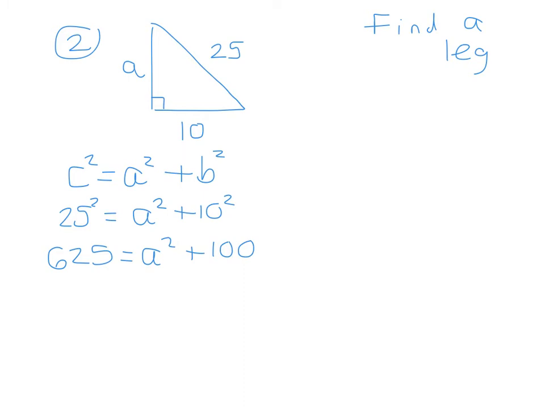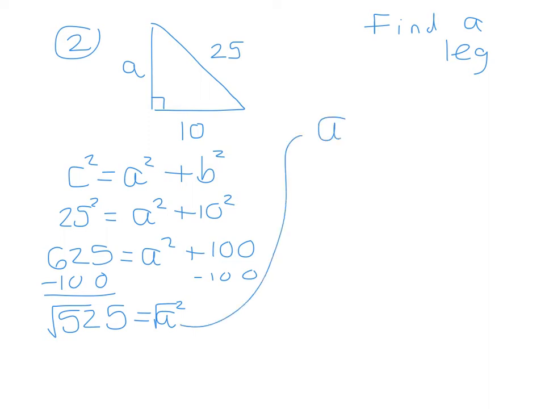To get A alone, I'm going to subtract 100 and get 525 equals A squared. I'm now going to have to take the square root of both sides. So I have the square root of A squared is just plain A. A equals the square root of 525. And I'm going to have to simplify my square roots.